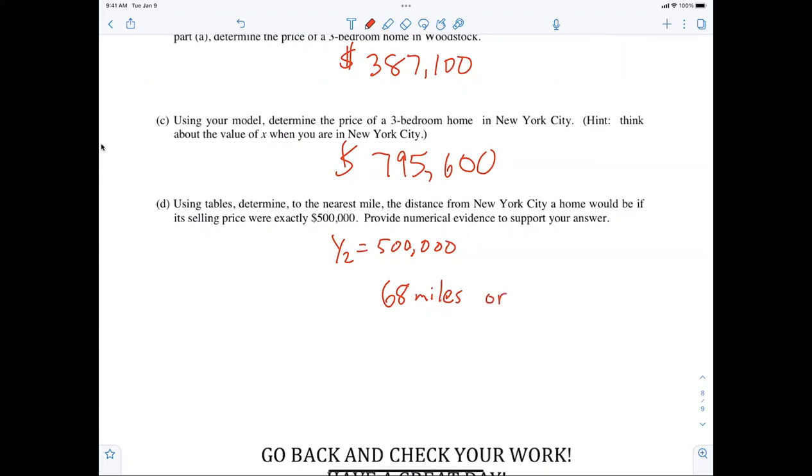Now yours is going to be a little bit different because you have a little bit different equation. Second, then you hit the trace button, or the calc tab. And then 5. And then enter, enter, enter.